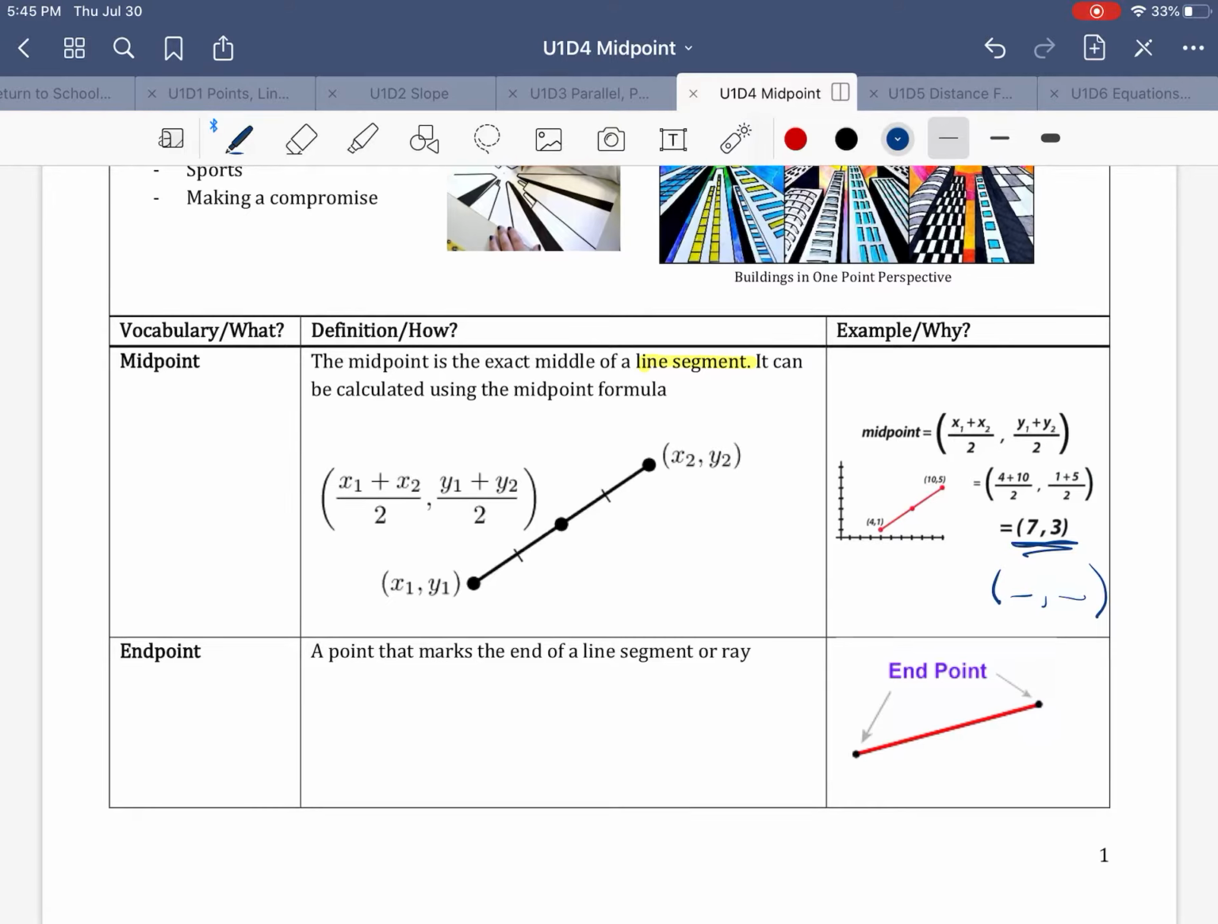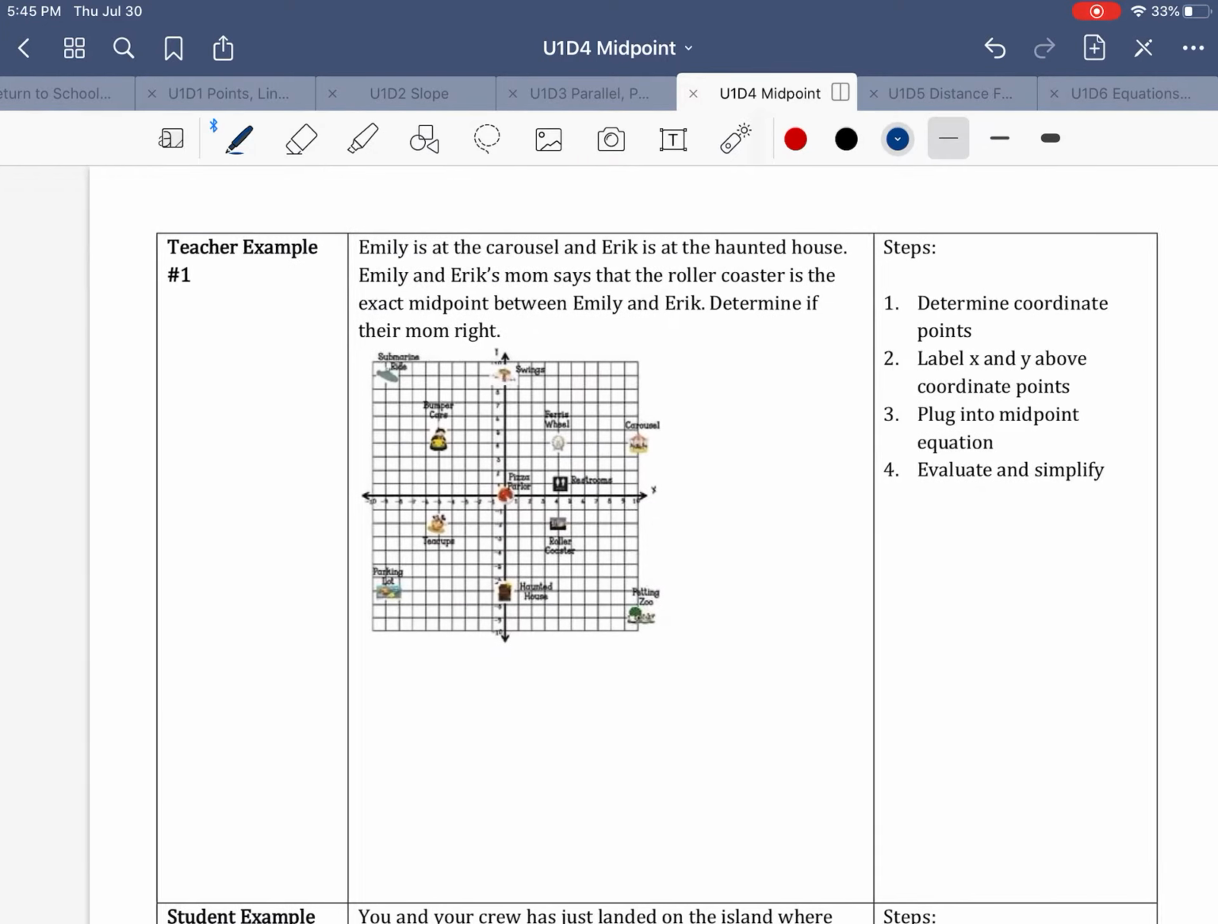Here, your x's and y's represent the endpoints, right? And so you take your x values, you add them together, divide by 2. Your y values, add them together, and divide by 2. In essence, you're finding the average of the x values and then the average of your y values. All right? Just to reiterate, the endpoint is a point that marks the end of a line segment or ray. So here we have our endpoints right over here. Okay?